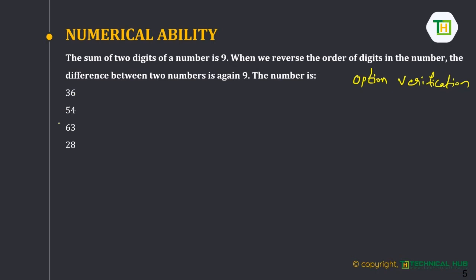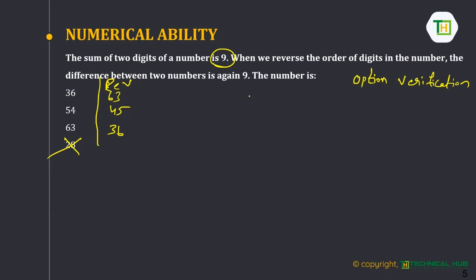See, according to the question, sum of the digits of a number is 9. Here, 3 plus 6, 9. 5 plus 4, 9. 6 plus 3, 9. 2 plus 8, 10. You can eliminate option D, because we want sum of the digits 9. One option is eliminated. Next, when we reverse the order of digits in the number, here these are the original numbers and reversed numbers. I will write the reversed numbers here in the second column. Here, reverse of 36, 63, 54, 45, 63, 36. These are the reversed numbers.